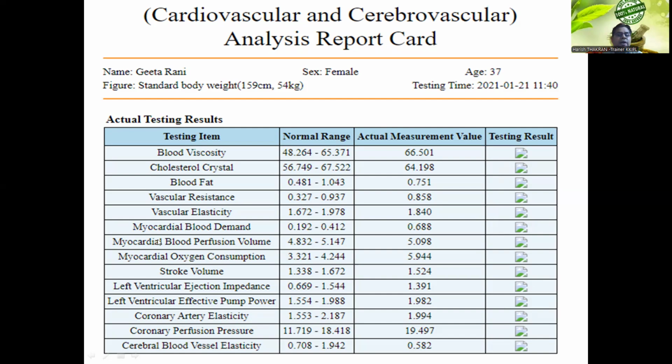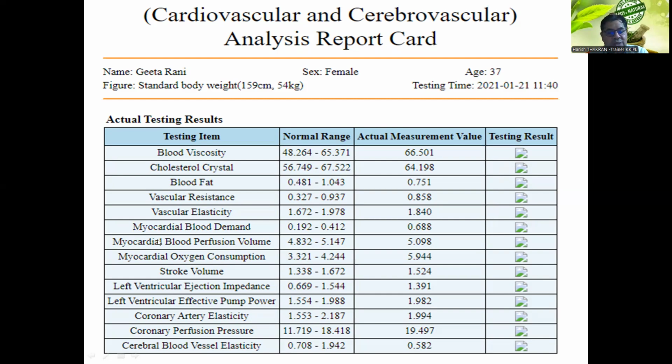Now, the next report card is myocardial oxygen consumption, meaning the amount of oxygen our heart is consuming for its proper functioning is known as myocardial oxygen consumption. The minimum amount of oxygen our heart consumes for proper functioning is known as myocardial oxygen consumption. And if it is on the normal side, that is a good thing. If it is on the lower side, that means our heart is working in a much better way.